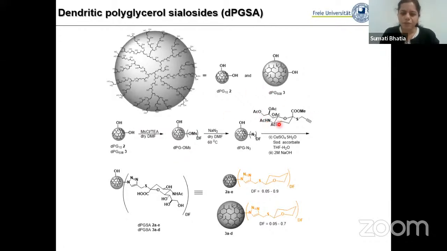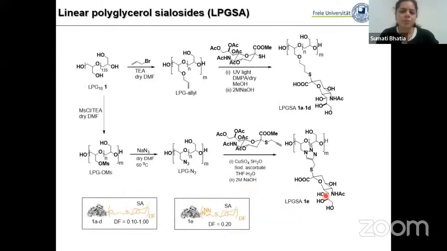So there are very clear peaks for this CH2 and for this CH2 at the C3 position. So one can clearly integrate the sialic acid integration with respect to the polymer backbone in the NMR. And you can prepare different degrees of functionalization on this dendritic polyglycerol. So we prepared different ranges, like 5%, 20%, 40%, 90% on 2 different backbones. And in the same way, we prepared these linear polyglycerol sialosides as well.